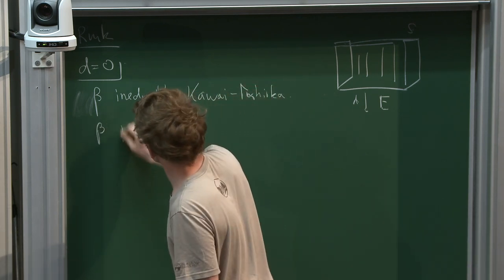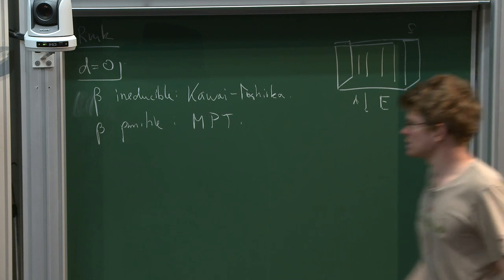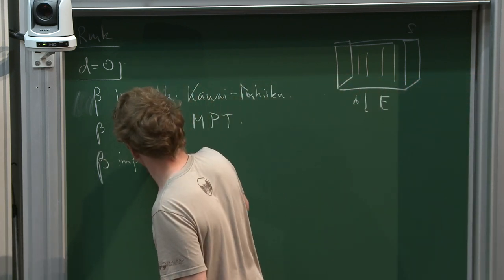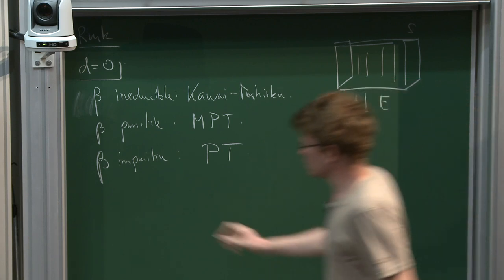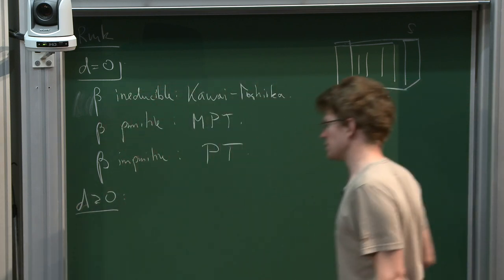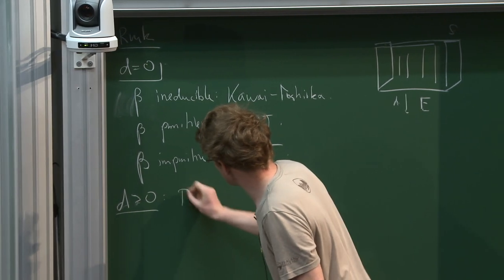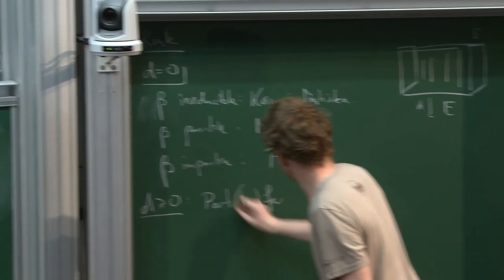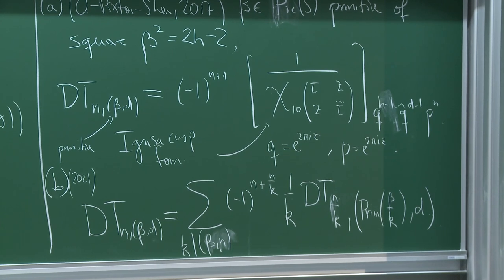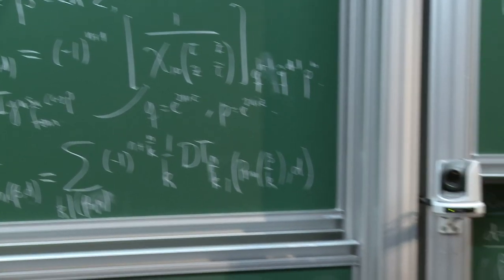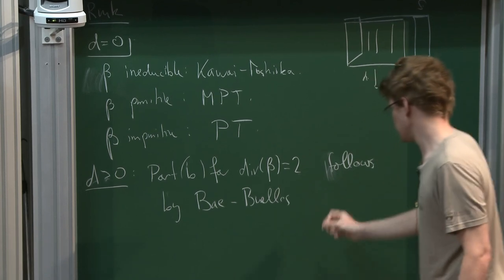And then if beta is primitive, this was then done by Maulik, Pandharipande and Thomas, and then beta imprimitive was done by Pandharipande and Thomas. And so let me just make also a remark for divisibility bigger than 2, so strictly bigger, then just this part B, B for divisibility 2, follows by work of Yang-Han Bei and Tim Bill on the Gromov-Witten side.